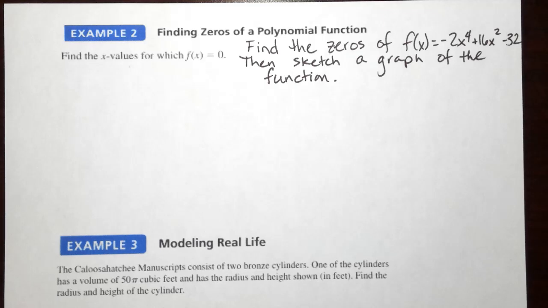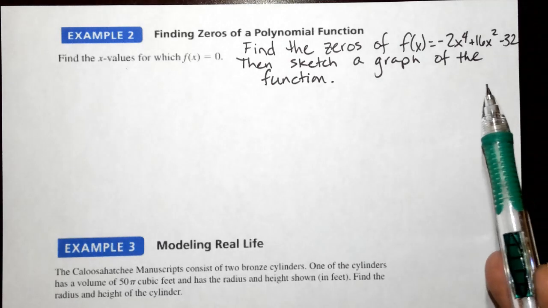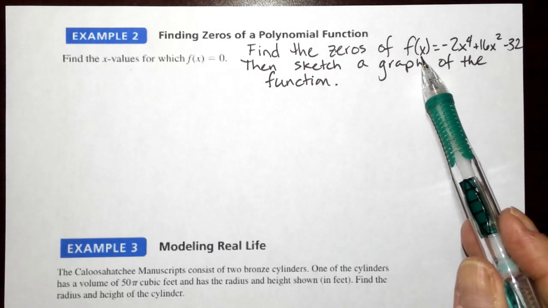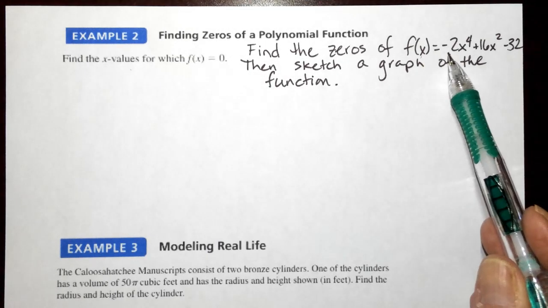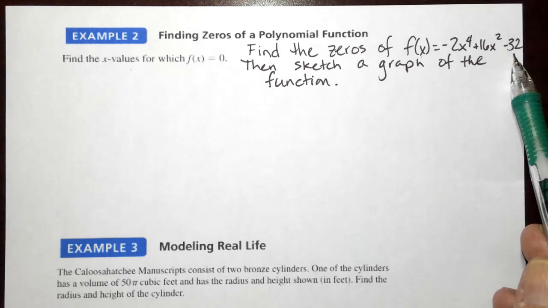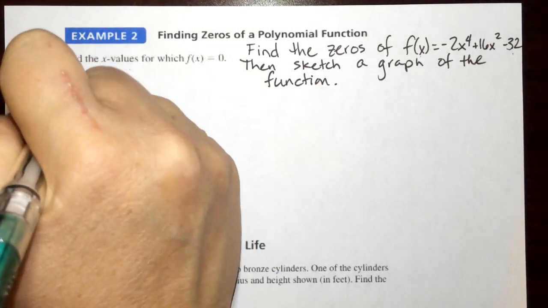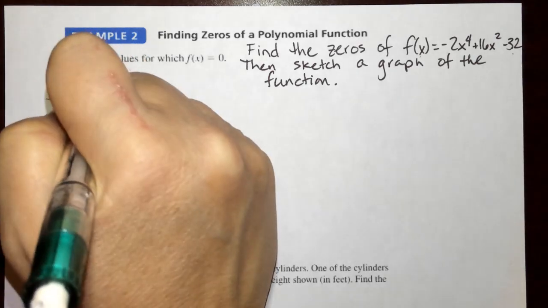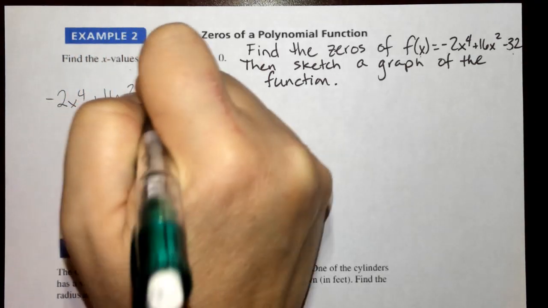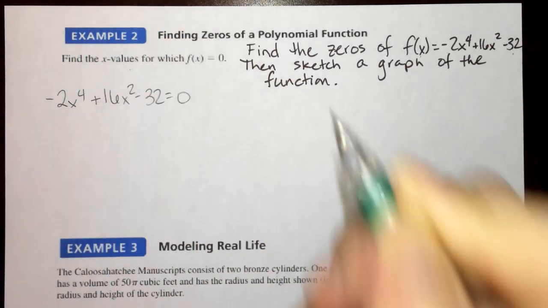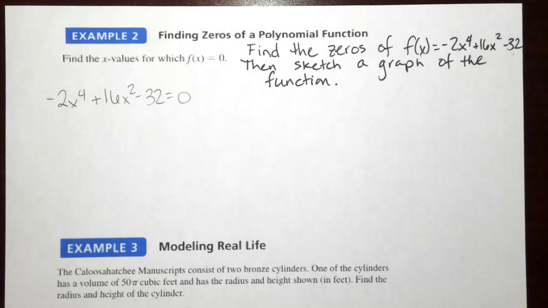Okay, so we are going to find the x values for which f of x equals 0. So what does that mean? That just means instead of f of x, we're going to write a 0. We're basically just going to set this equation equal to 0. That's all this means. So very similar to the last example. The only difference is the wording. All right, again, if we don't understand the wording, how do we know how to solve the problem?